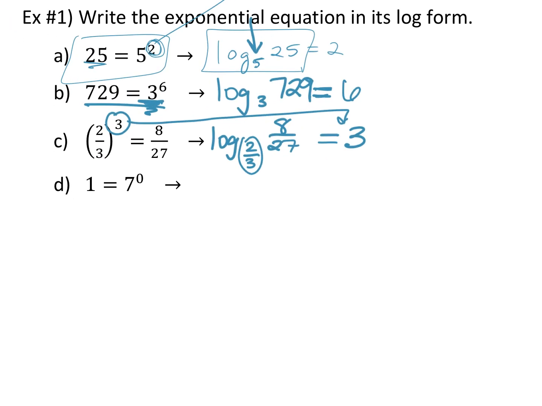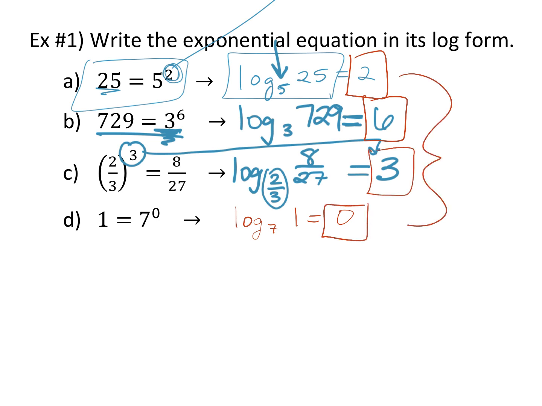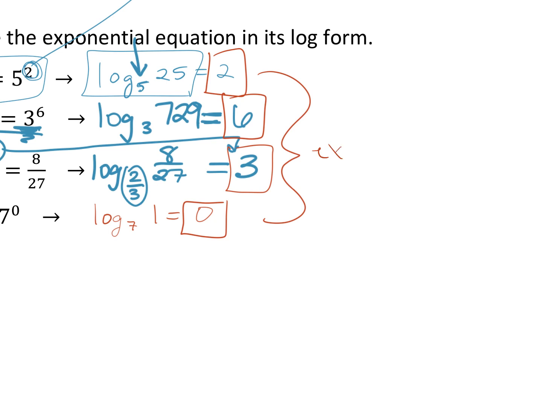Okay, so what's D? Tell your neighbor. How would you write D? Log base 7 of 1 equals 0. So just keep in mind, exponent, exponent, exponent, right? You're always looking for it to equal the exponent.